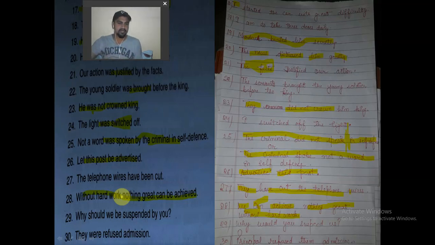So simply you can get to know that nothing great is the subject in case of the passive form. But in the active form, we have to supply the subject by ourselves. Then thereafter, nothing great is going to be the object in the active form.